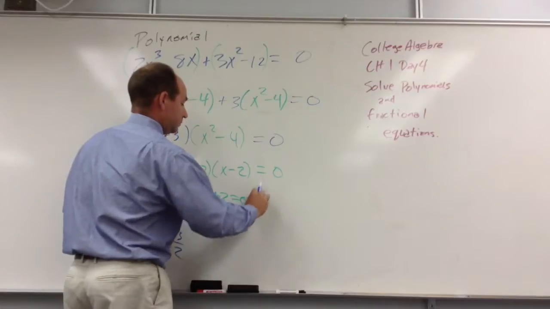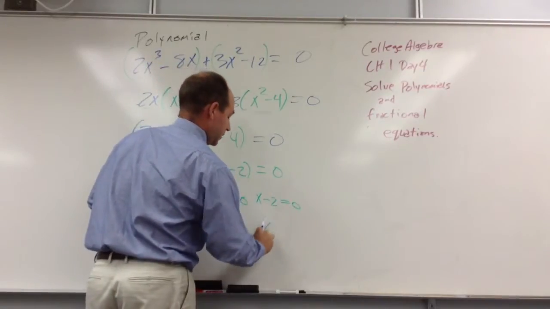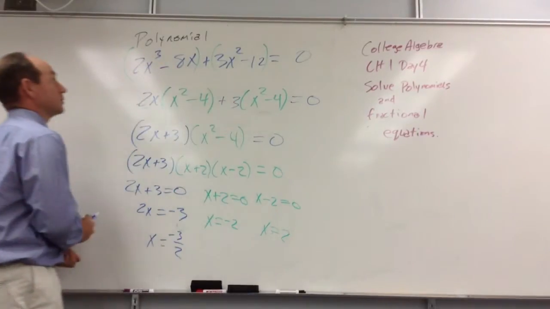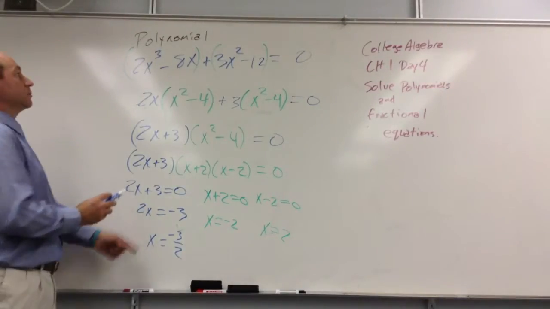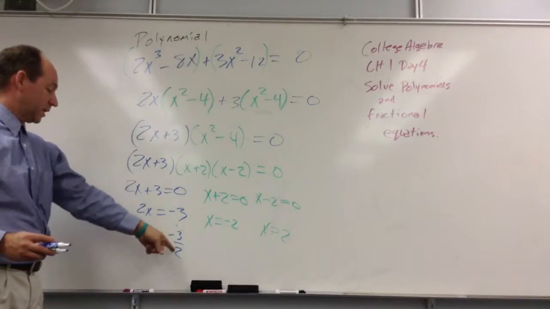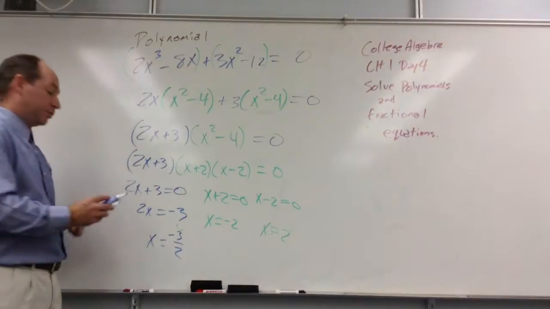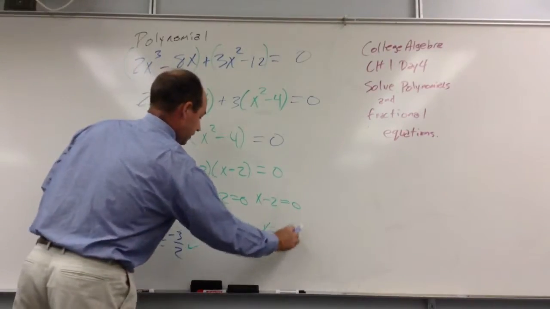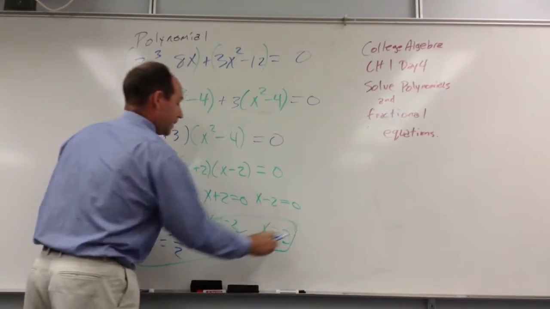X is negative 2. And if x minus 2 is 0, then x equals 2. Here are my possible solutions. You know what you need to do? Go back and check all of those. This one, I would use the decimal for it. Go ahead and put those in there. Check, check, check. If they all work, there's my answers.